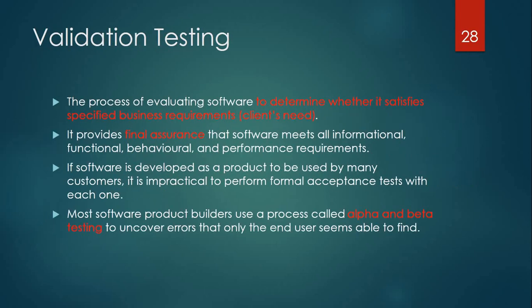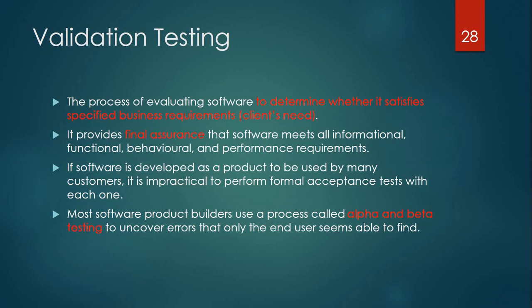Now we will see about validation testing. The process of evaluating software to determine whether it satisfies the specified business requirements or not. We have already learned in a previous video lecture what the meaning of validation is. So we are testing that validation here. It provides final assurance that software meets all informational, functional, behavioral and performance requirements.